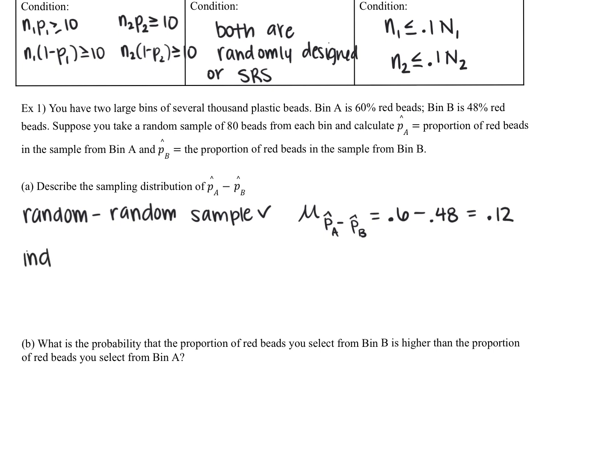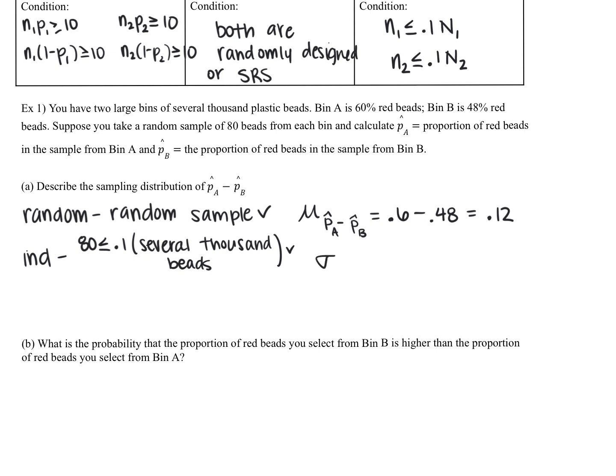Next, we're going to check independent. Because our sample size is the same for both of these, and they're from the same population size, I don't really have to check both of them. So 80 has to be less than or equal to 10%, and we know we have several thousand beads. So we know our distribution is also independent because both bins are the same size and we're taking the same sample from both. So I really don't need to check it twice.